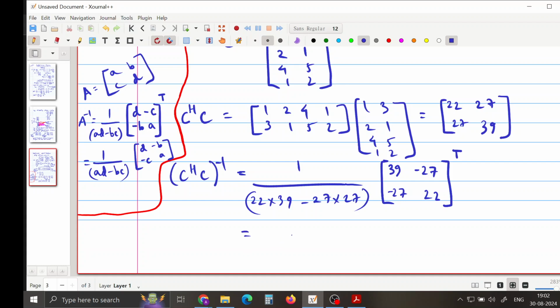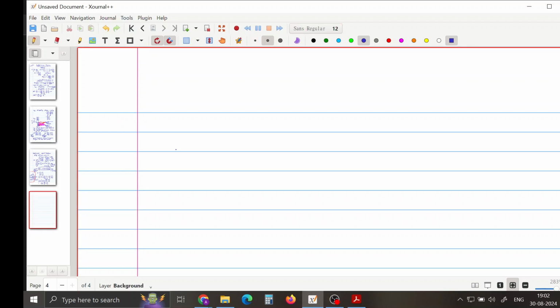So here, if you find this determinant, it is actually 129, and here you will have this matrix, and you just need to complete the remaining calculations.